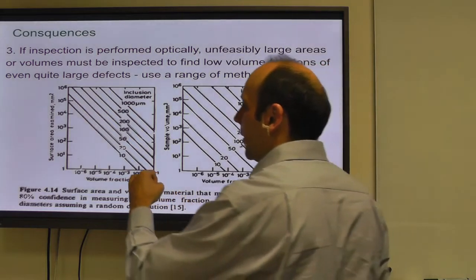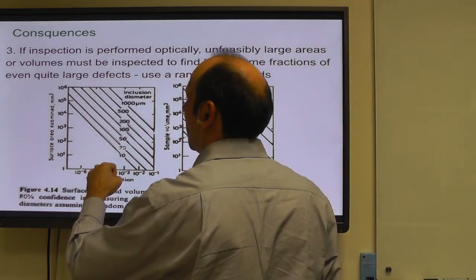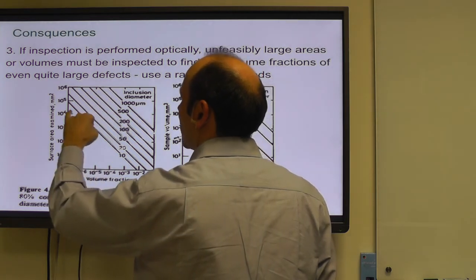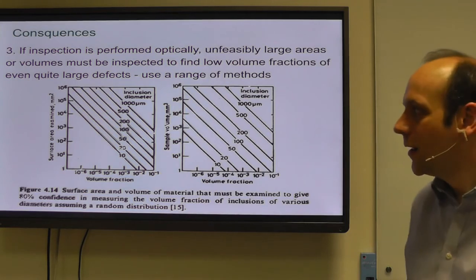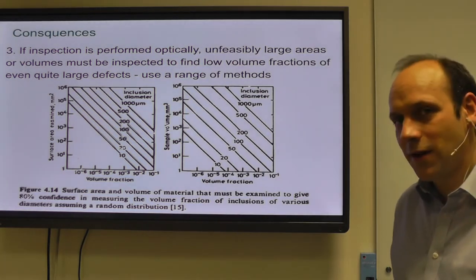If you were talking about a volume fraction of 10 to the minus 5, on the other hand, then you would need to examine, for 50 micron defects, something like 10,000 millimeters squared, which starts to feel like a lot of optical micrographs. Starts to feel unfeasible.